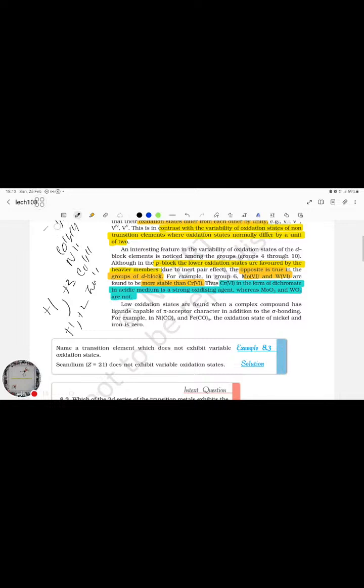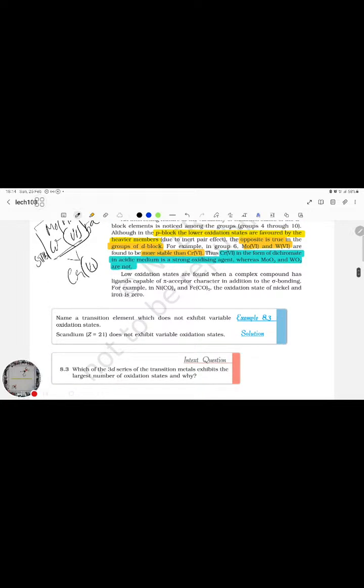That is, what they are saying for the d block: in the p block, lower oxidation states are favored by heavier members, whereas in the d block, higher oxidation states are favored by heavier members. For example, in group 6 we have molybdenum +6 and tungsten +6. These are 4d and 5d series elements, and these are more stable. In terms of stability, the heavier member contributes more stability than chromium +6. So in a group, the heavier elements stabilize the higher oxidation states.